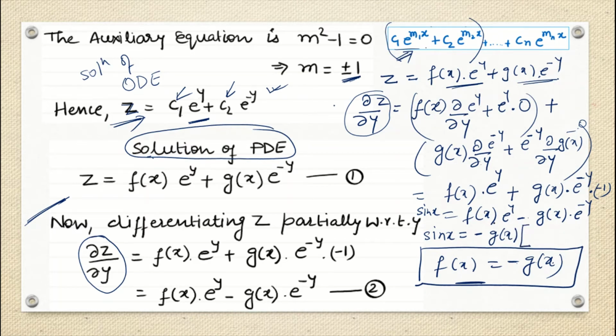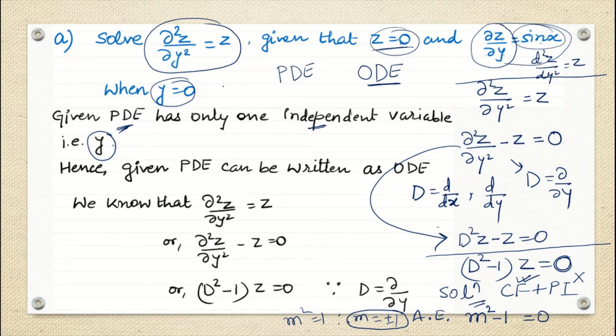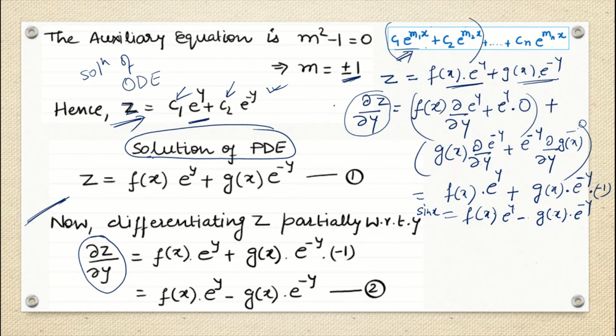It will be nothing but e raised to y plus, because minus g(x) I have taken common, e raised to minus y. Okay, fine. So now what does it mean? y is 0. That means I'll put y as 0. So it will be nothing but sin x equals f(x), and y will be substituted with 0, minus g(x) and e raised to minus 0. So finally this is nothing but f(x), and this is 1 only, correct? No, minus this is my g(x), this is also 1. So this is my sin x.